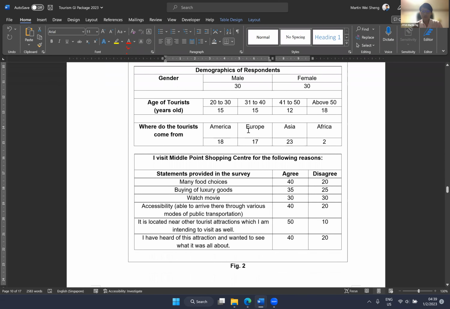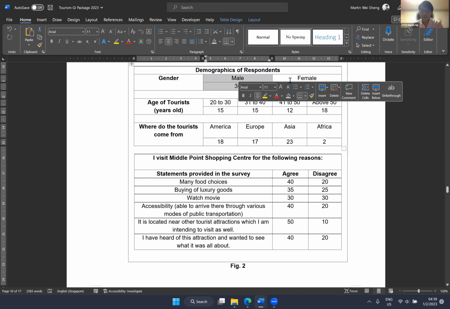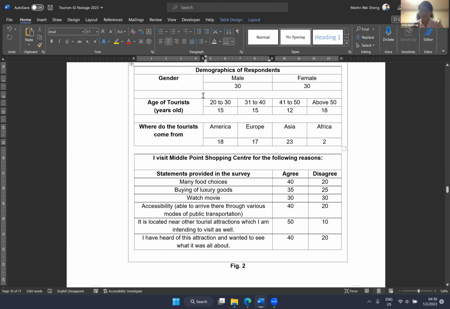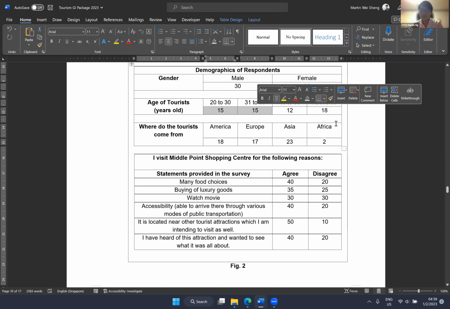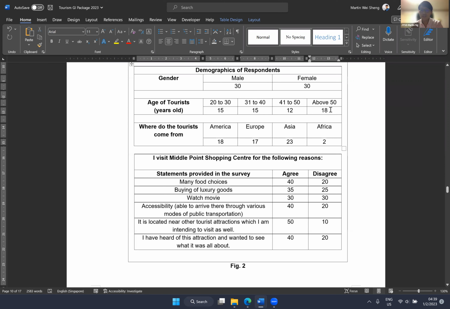Now, so let's take a look at figure 2. So figure 2 is the questionnaire survey that the student used. So demographics of respondents, they have 30 male as well as 30 female. So these numbers are equal. Then age of tourists. Now over here is showing the age group. So like 20 to 30 years old, 31 to 40 years old, 41 to 50 years old, and above 50 years old. So the students actually conducted survey. They have 15 of these 2 groups, and then 12 and 18 of the remaining 2 groups respectively.